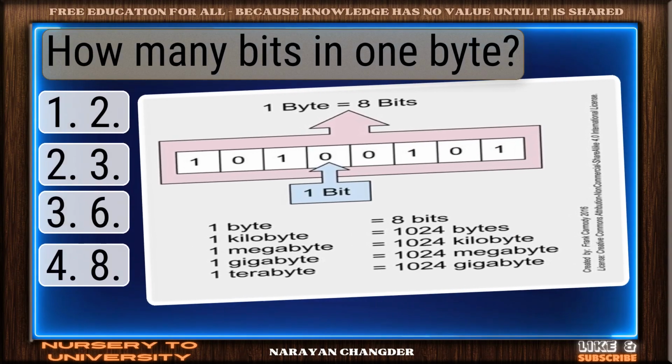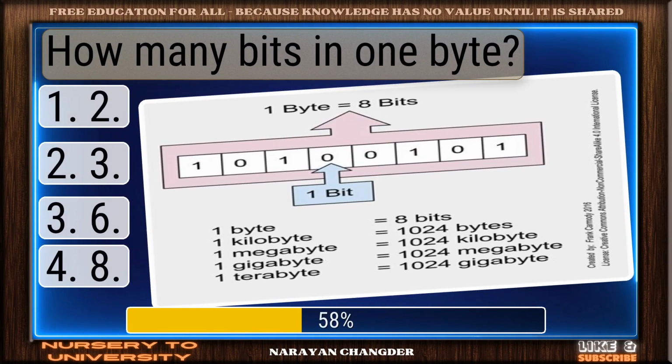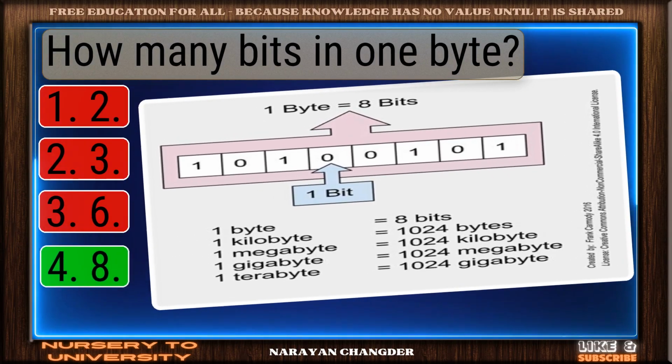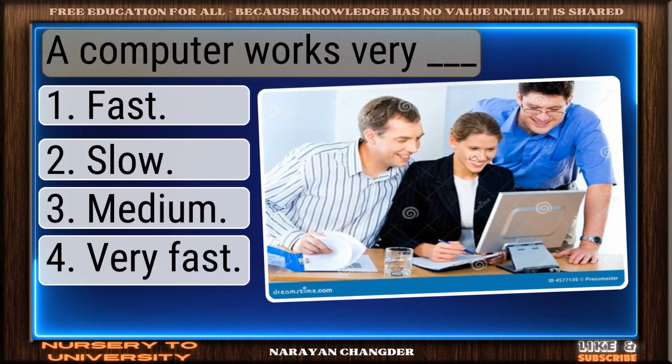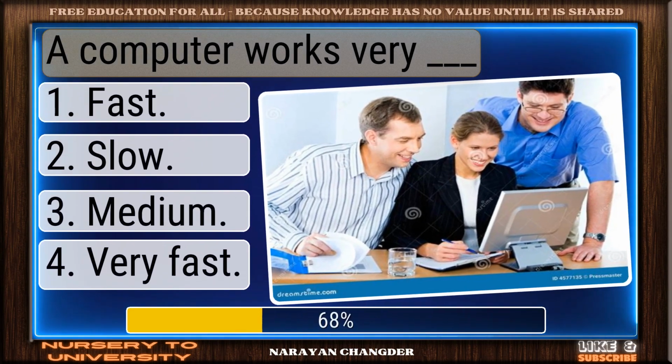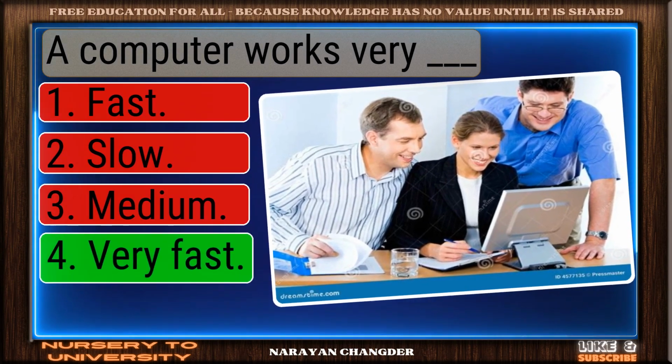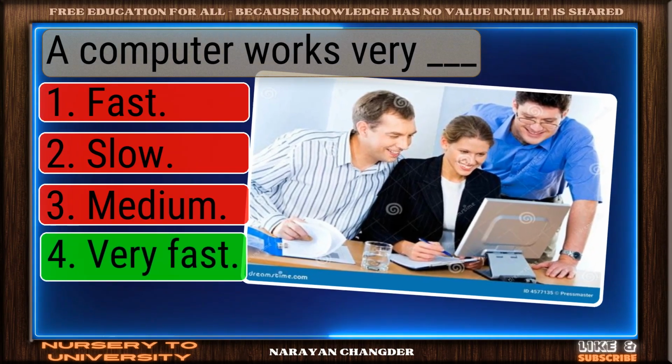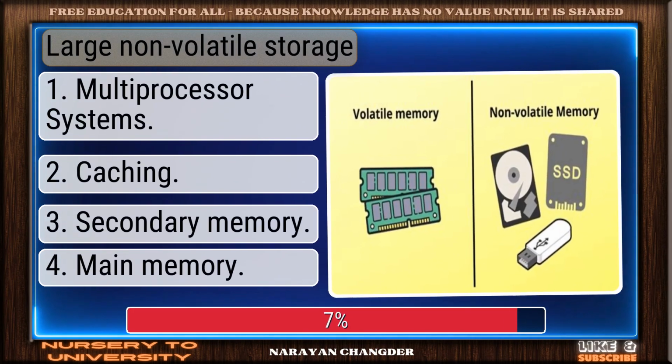How many bits in 1 byte? On track. 8 is correct. A computer works very dash? Well picked. Very fast is correct. Large non-volatile storage?